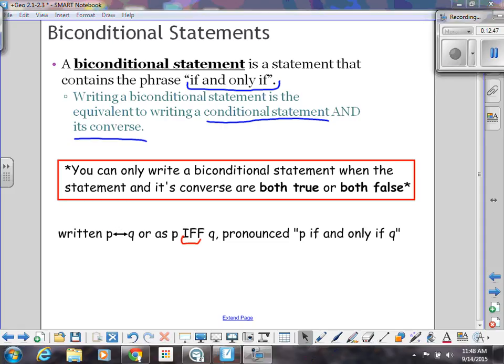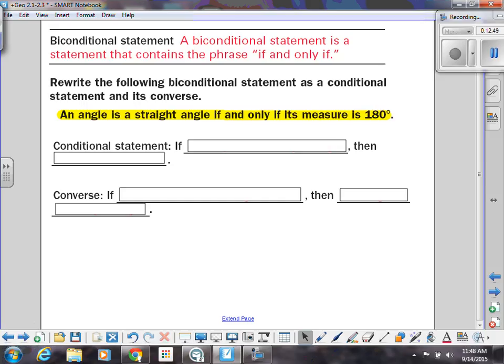All right, so here's an example. We have this biconditional statement in yellow here. An angle is a straight angle if and only if its measure is 180 degrees. I know it's biconditional because of this phrase.